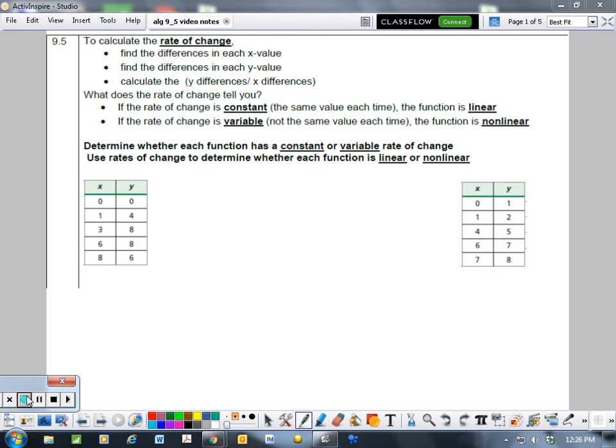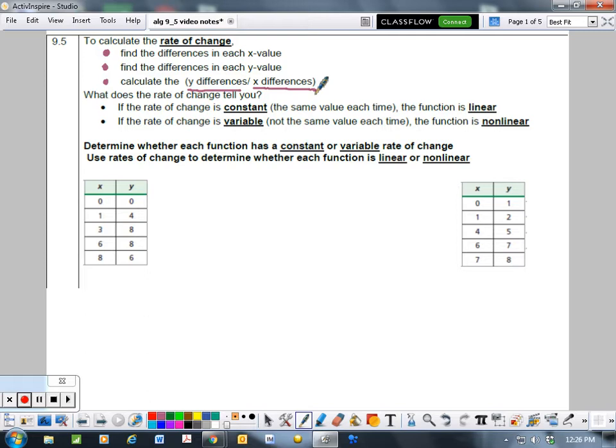And so what we're going to do is look at the differences in the x values, the differences in the y values, and then we're going to calculate a rate of change. So it's kind of like calculating the slope for each one by taking the y differences and dividing by the x differences. That way we can compare them. And we do that when the x's don't change at the same rate.